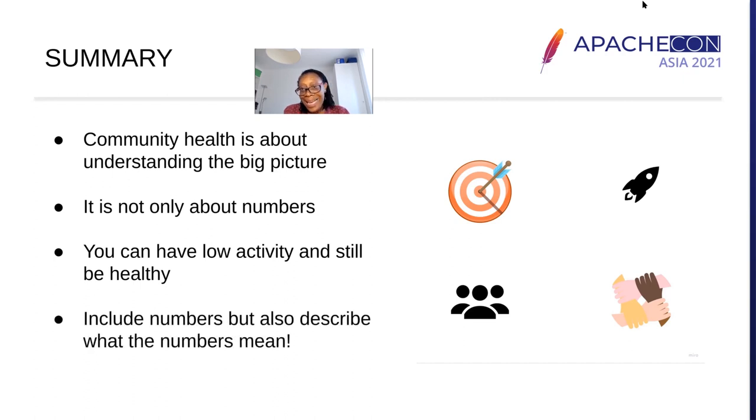My last word I would say here is that you should include the numbers when you're reporting community health, but also describe what the numbers mean. By describing what the numbers mean, you understand more about what's happening in your community. And you, as part of the community, should be aware of what's happening and want to understand it.